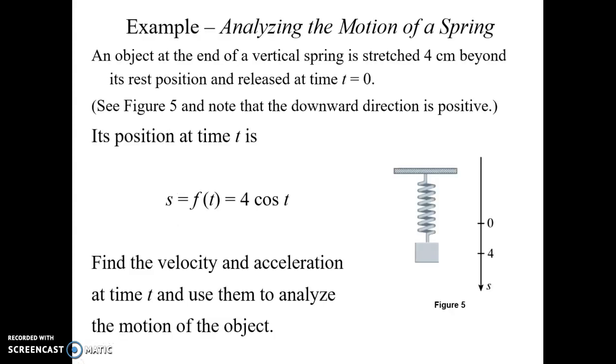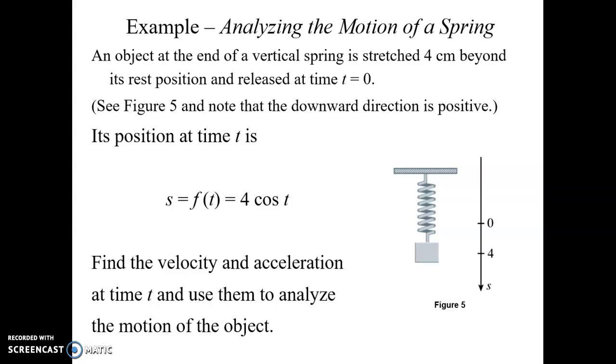This is MAT 221. This is section 3.3 talking about the trigonometric rules for derivatives. This is an example when we're talking about oscillating motion or motion of a spring. For instance, if you had an object at the end of a vertical spring and it's being stretched 4 centimeters beyond its rest position and then released at time equals 0, the spring will bounce up and down.